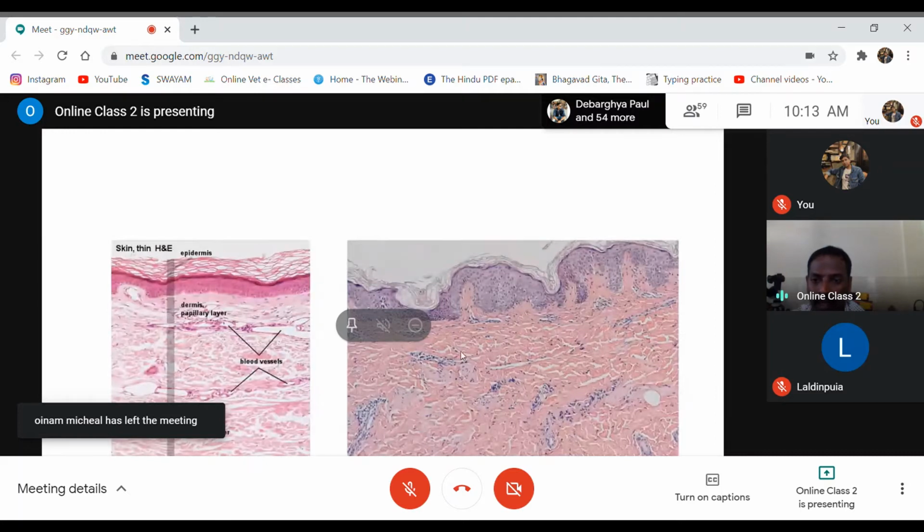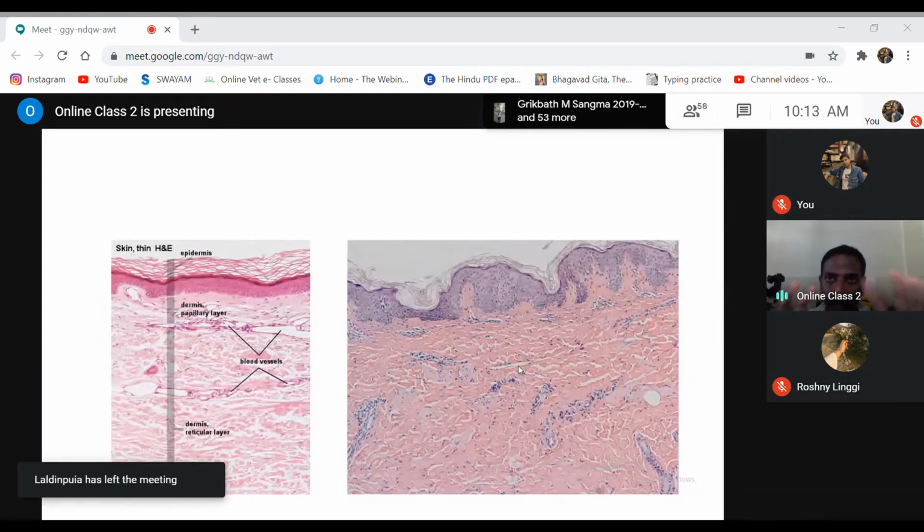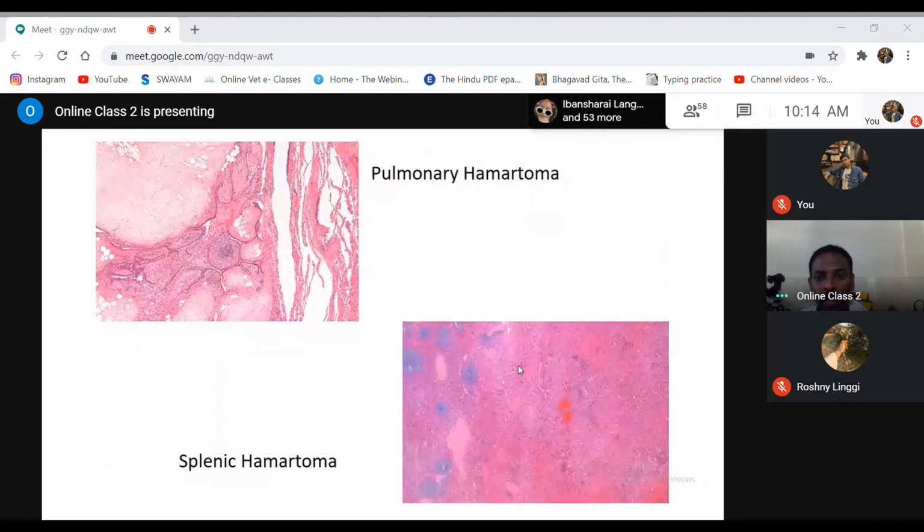Pink color structure, whatever it is, these are all smooth muscle cells. So they are predominating. So this is a hamartoma. It's abnormal to the skin. These are the ones where the organ has certain tissues which are normally present in that organ, but they are not in an organized manner, not in a normal structure. Then you call them hamartomas. So that is hamartoma. These are different pictures of hamartomas.